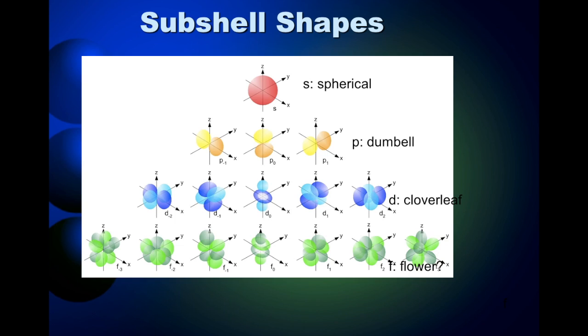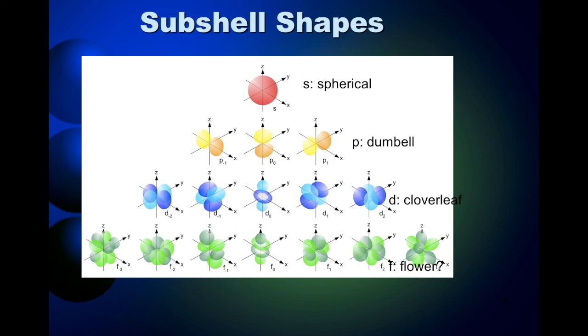The P subshell is dumbbell-shaped, and there are 3 different dumbbells that face in different directions. One is basically in the x-axis, one's in the y-axis, and one's in the z-axis. So there's like 6 lobes altogether.